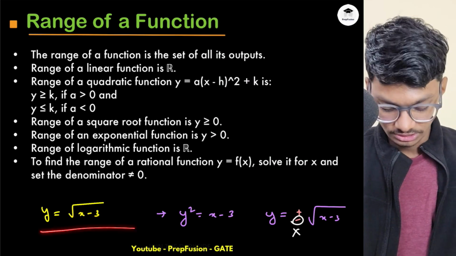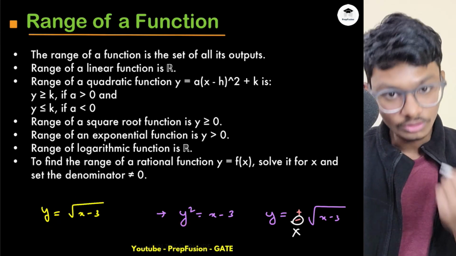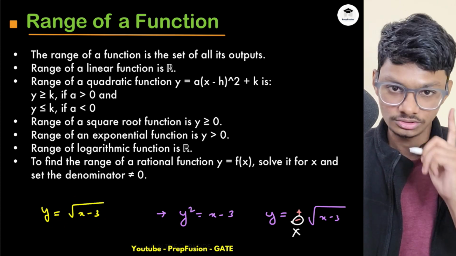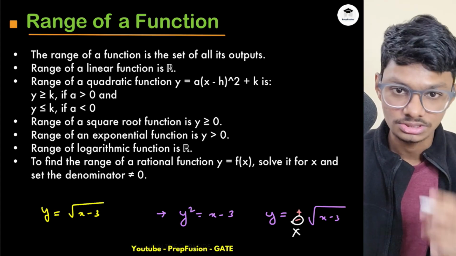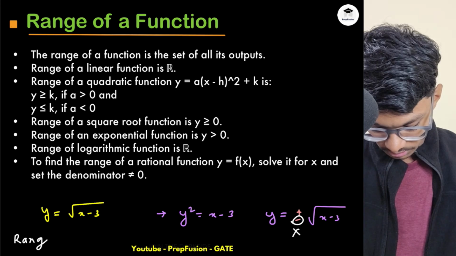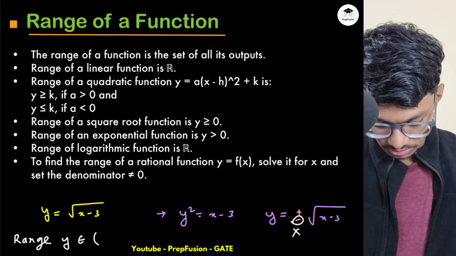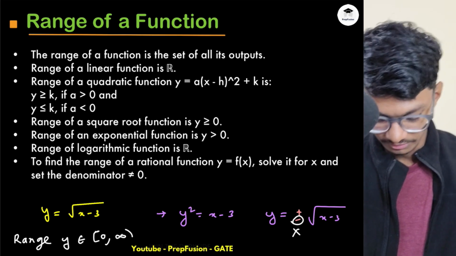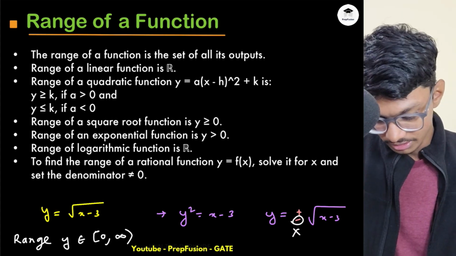Now, this was just for showing you the example. What is the range? The range will obviously always be non-negative because x will be equal to 3 or greater than 3. At minimum y can be 0. So the range of y will include 0, and it cannot include infinity, so we exclude infinity. This will be my range of the square root function.